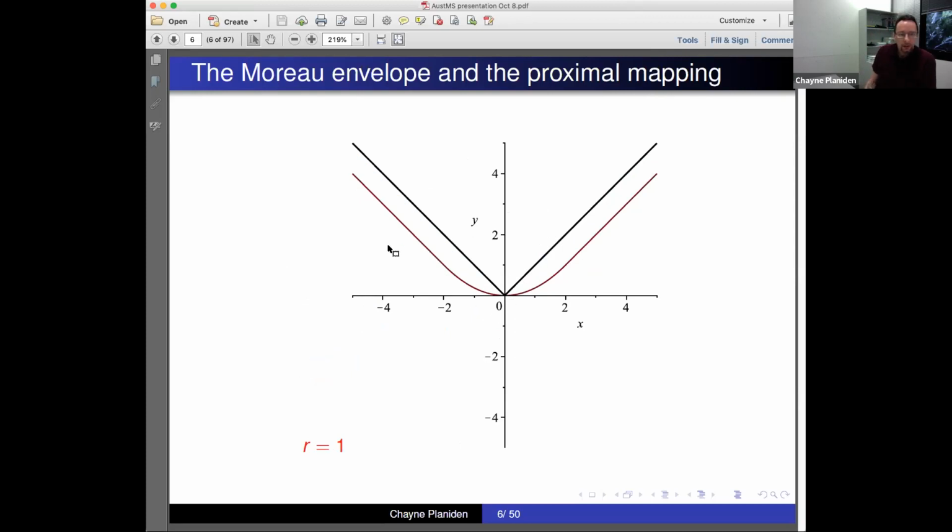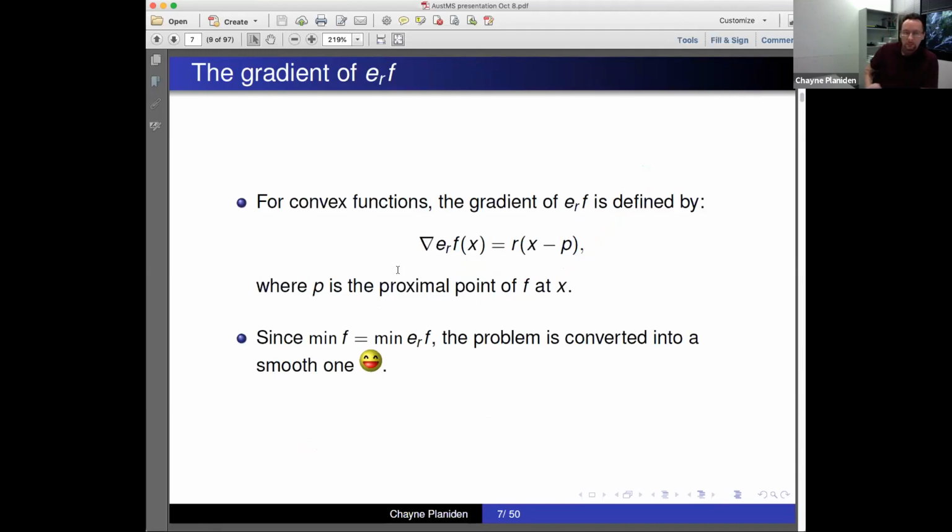So this red curve is for parameter r equals 1. That's called the prox parameter. If you increase the parameter to 2, you get the blue curve. And if you go to 5, you get the pink curve, and so on. So you get this effect of more and more closely approximating your function with a smooth function, as closely as you care to do so. If your function is convex, this is the formula for the gradient of the Moreau envelope, and P is just a proximal point. So the proximal mapping is just a single point if your function is convex. Nice and simple. And then you have converted your non-smooth problem into a smooth problem.